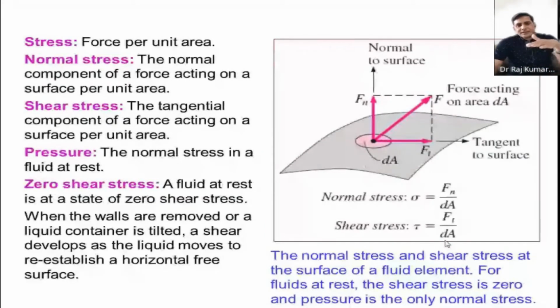So this tangential force will try to deform, and the normal force will either try to compress it or expand it. These two things can be done. So you have two terms here, the normal stress and the shear stress. Pressure is treated as the normal stress only. Now you have one more condition, zero shear stress. Zero shear means, let's say, something at rest, just like Newton's first law of motion. What does it say?